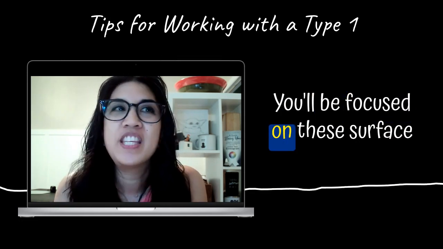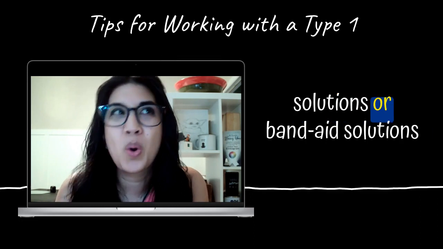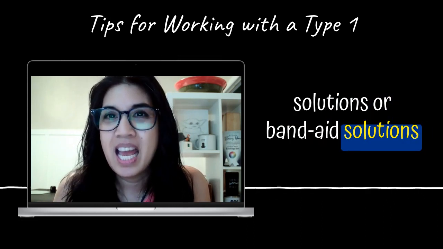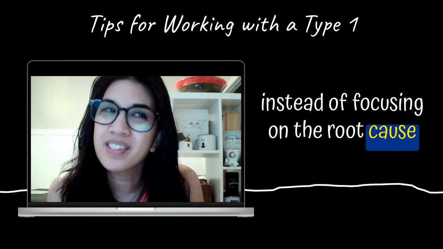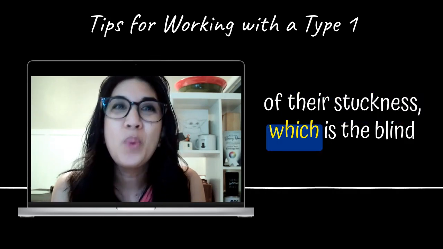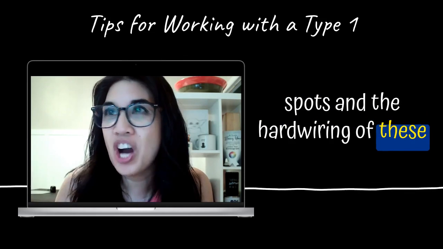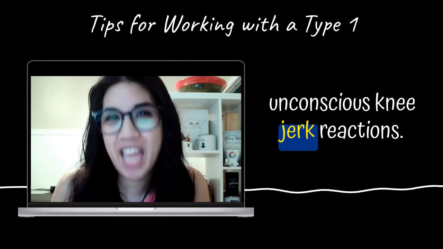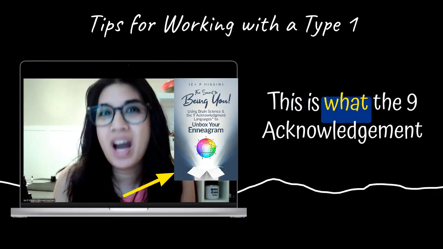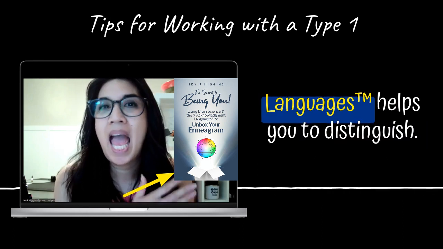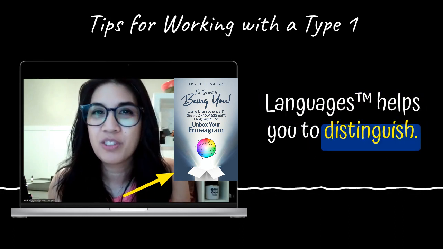You'll be focused on these surface solutions or band aid solutions instead of focusing on the root cause of their stuckness, which is the blind spots and the hardwiring of these unconscious knee jerk reactions. This is what the 9 acknowledgement languages helps you to distinguish.